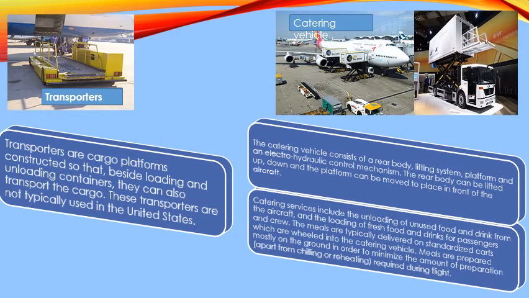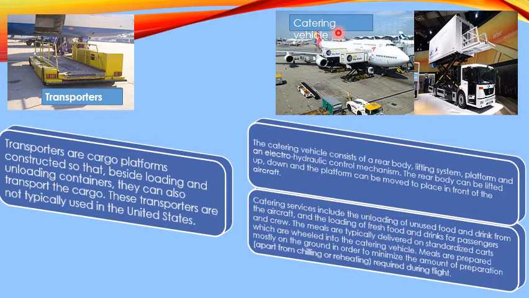Next thing is the transporter. It is used basically for carrying cargo and unloading containers. Sometimes we carry containers in an aeroplane. Transporters are not equally used in all units; they are not used in the USA, but we use them.